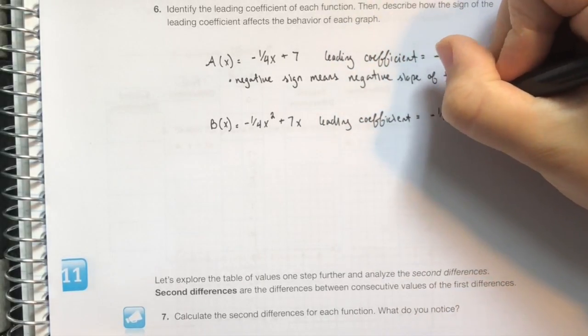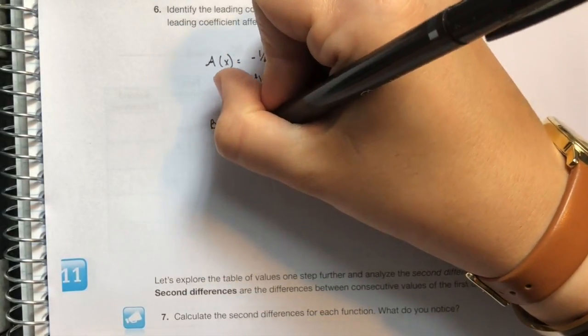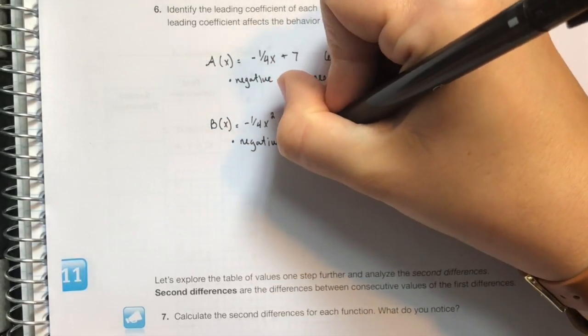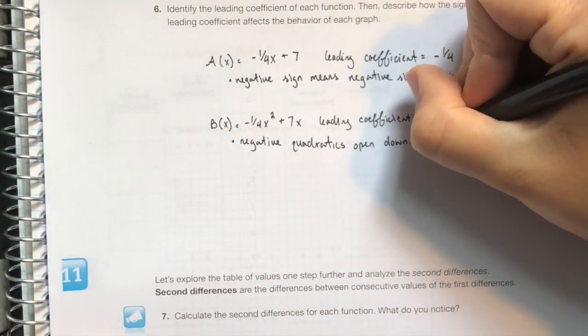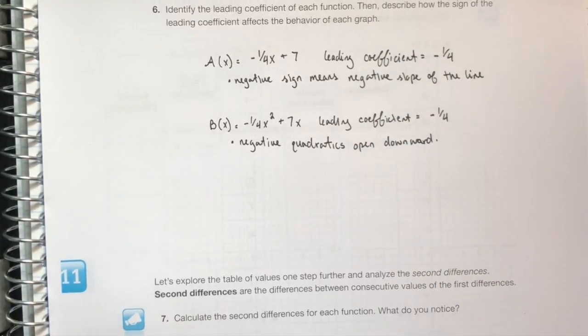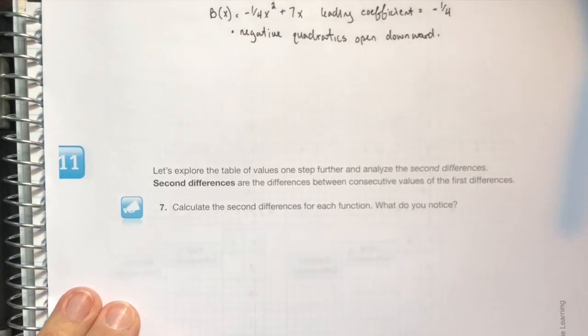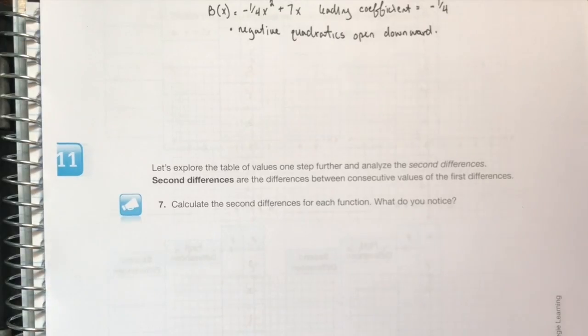For function B, again, we have a leading coefficient of -1/4. The meaning of the leading coefficient in a quadratic function, the sign, positive or negative, determines whether or not the quadratic opens upwards or downwards. So a negative coefficient opens downwards, just to clarify.